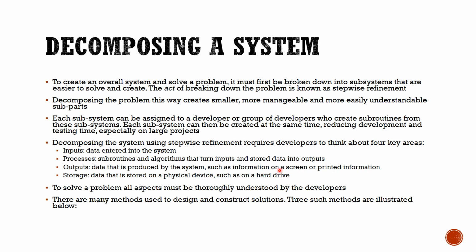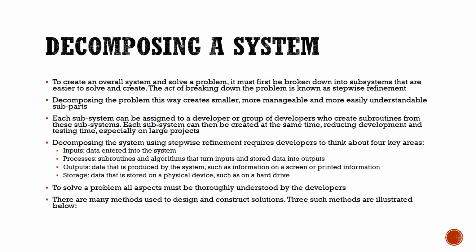So decomposing the system using stepwise refinement requires the developer to think about 4 key areas. There are 4 things you should remember: input, processes, output, and storage. Input means how the data is going to enter into the system. Processes means the functions, subroutines, and algorithms that turn input and stored data into an output.